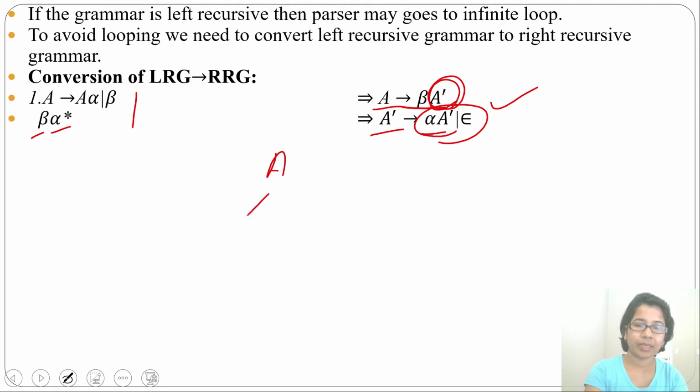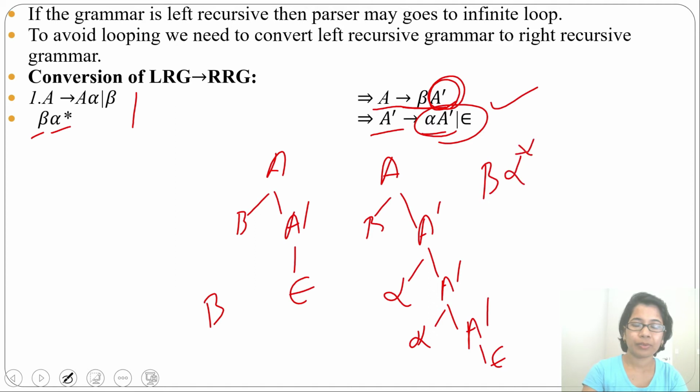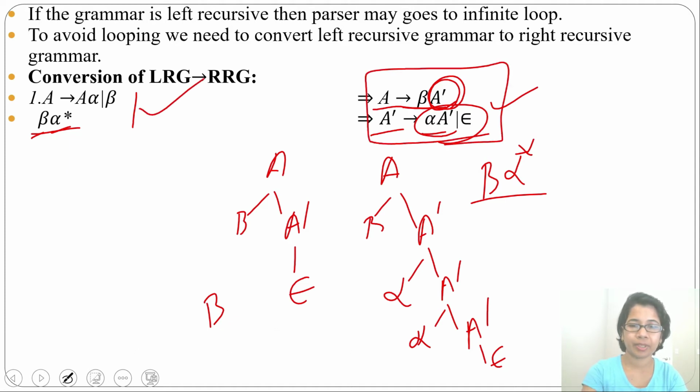From A you can derive beta A dash, and from A dash you can generate epsilon. So you can simply generate beta. Then from A you can derive beta A dash, from A dash you can generate alpha A dash, then from this A dash you can generate alpha A dash, and you can generate epsilon. So you can generate beta alpha Kleene closure. So this language and this language are the same. So this is the right recursive grammar for this left recursive grammar.